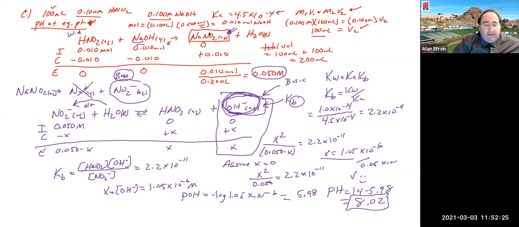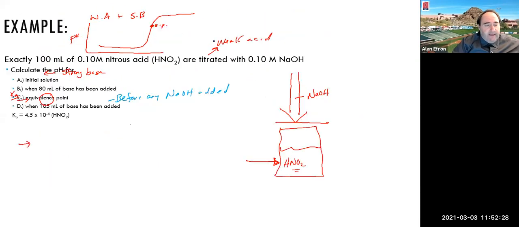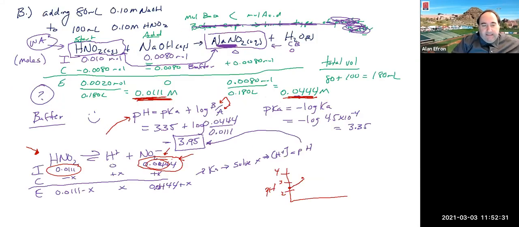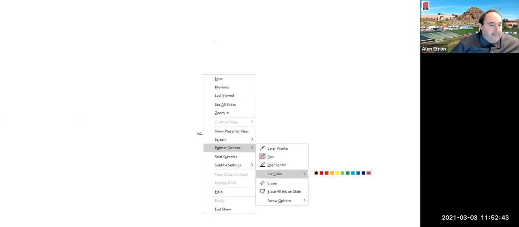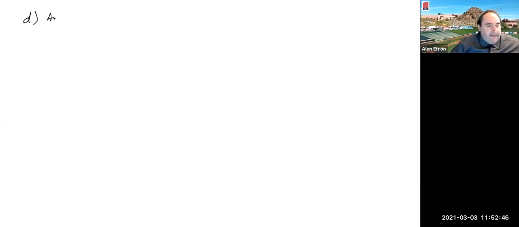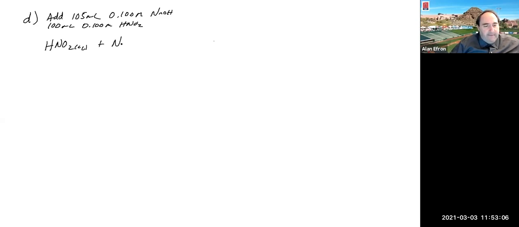So let's go back and take a look at what D was asking for. How much base there? 105 milliliters of base for D. So let's take a look at D and see what happens here. And okay, so D, we are adding 105 milliliters of our 0.1 molar sodium hydroxide to our 100 milliliters of our 0.1 molar nitrous acid. So obviously, just like the other steps, we're going to have our same reaction occurring.